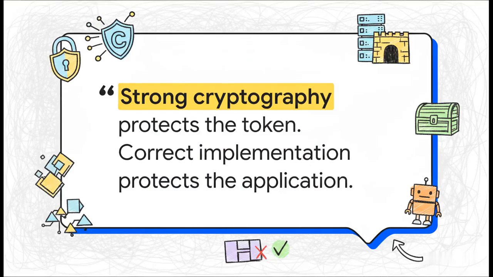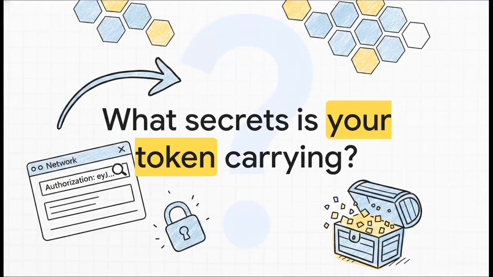And this brilliantly illustrates the core philosophy of modern web security, summarized perfectly in this quote from our source material. Strong cryptography protects the token. Correct implementation protects the application. You can have the absolute most unbreakable RS-256 signature algorithm in the world, but if you just leave the tokens sitting out in the open for a malicious script to steal, well, your application is still compromised. It requires both. So, I'll leave you with this final provocative thought.